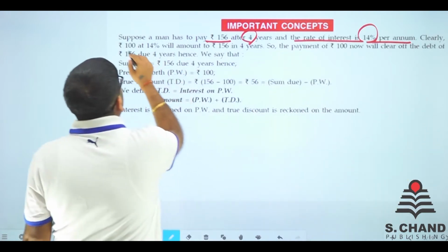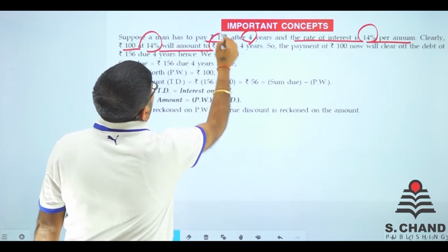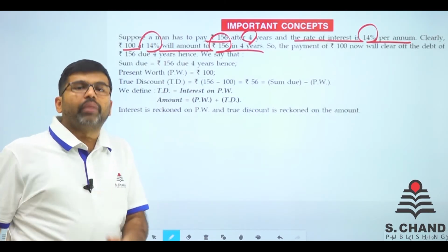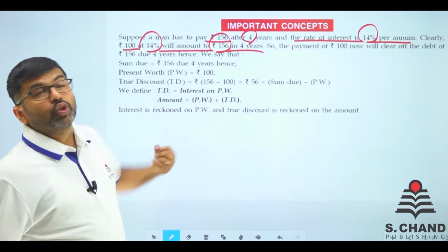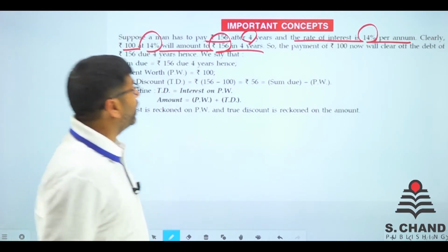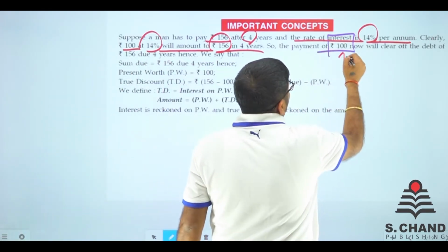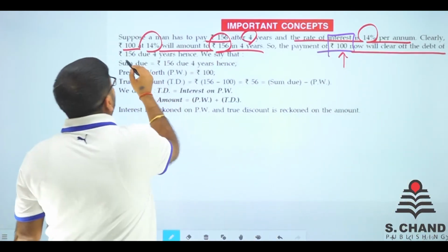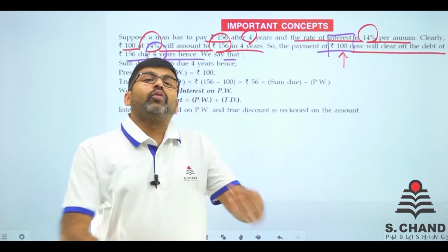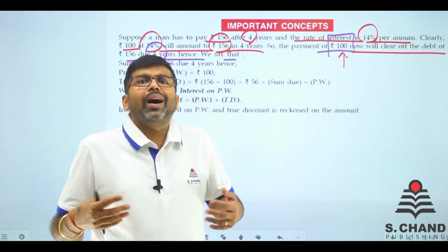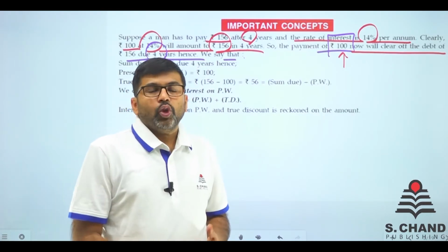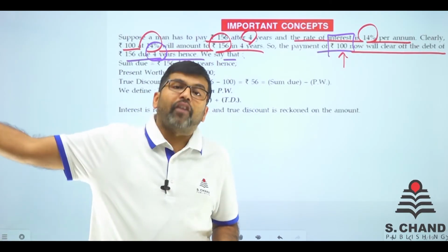So clearly, 100 rupees at 14% will amount to 156 in 4 years. If you go by 14 plus 14 plus 14 plus 14, 4 times, you will get 56. So 100 rupees at 14% per annum will amount to 156 in 4 years. So the payment of 100 rupees now will clear off the debt of 156 due 4 years hence. If you give 100 rupees today or 156 rupees after 4 years, they are the same, because 14% per annum is the interest rate, so it will add up to 156 in 4 years.